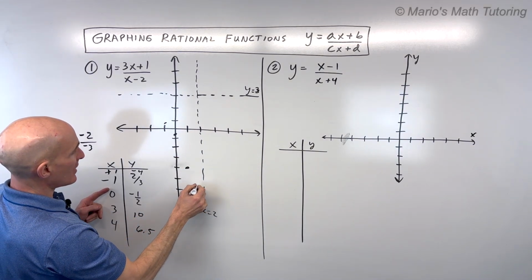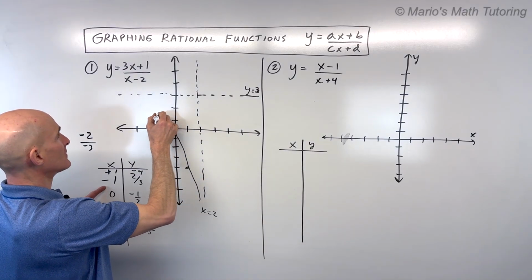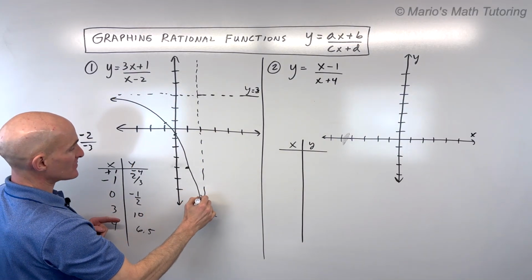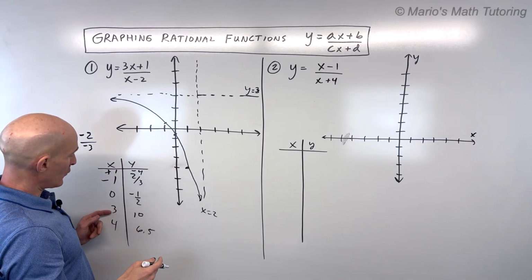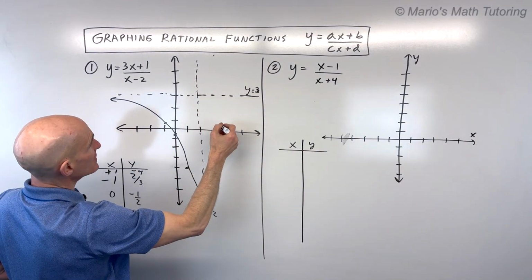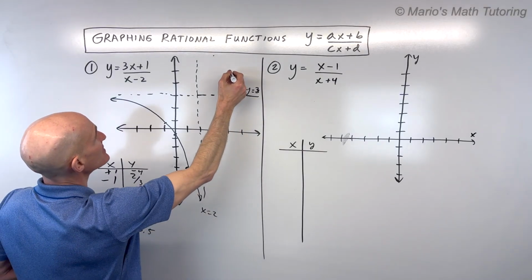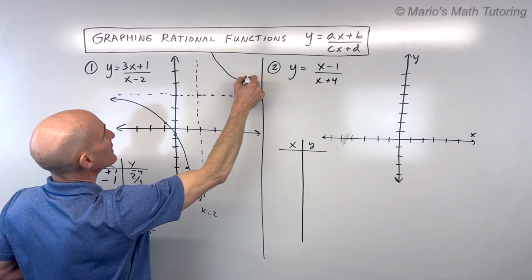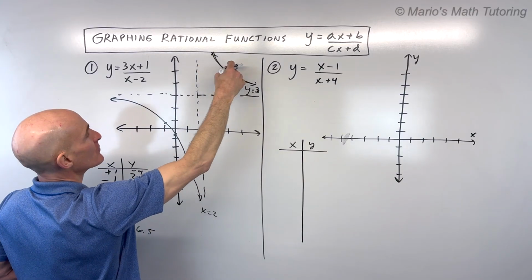Okay, so you can see that the graph's kind of going like this. See, it approaches both asymptotes, kind of curving. And then over here we've got 3, 10, which is way up here. Let's just say 4, 6.5 is like over here. So basically this branch is kind of going like this, roughly, going a little bit off the graph.